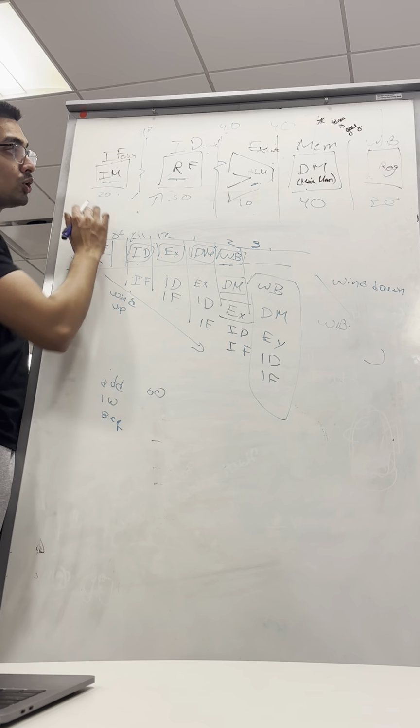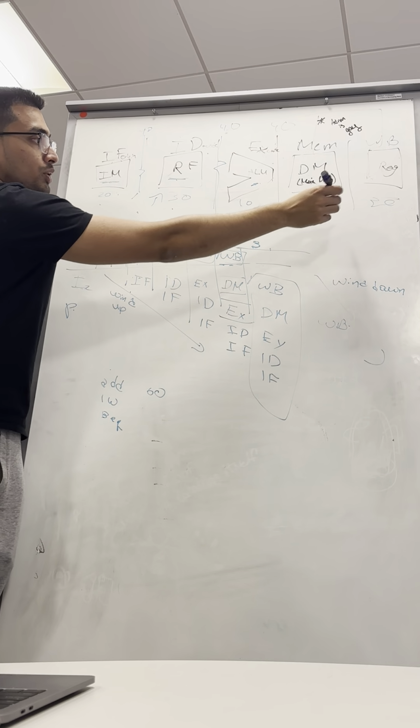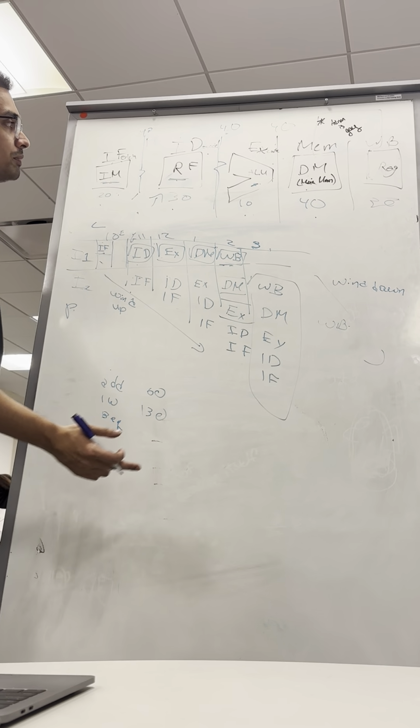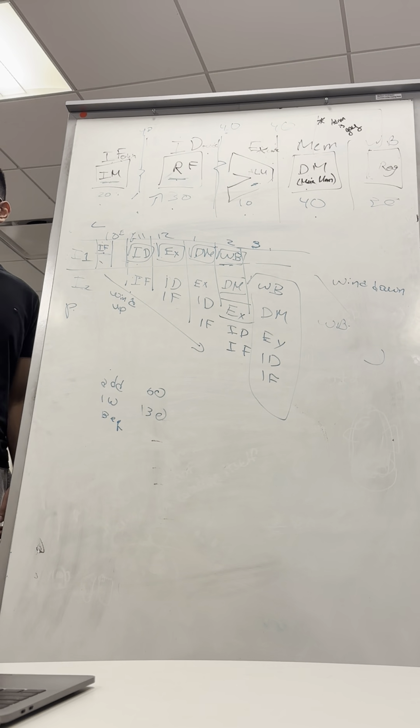Then load word goes through everything. It's the only one that goes through all the stages like that. So you do 10, 50, 60, 100, 130. So this is 130. Is it ps, right? PS. I don't know, I think it's a unit for time. Whatever unit it is, you'll put it there.